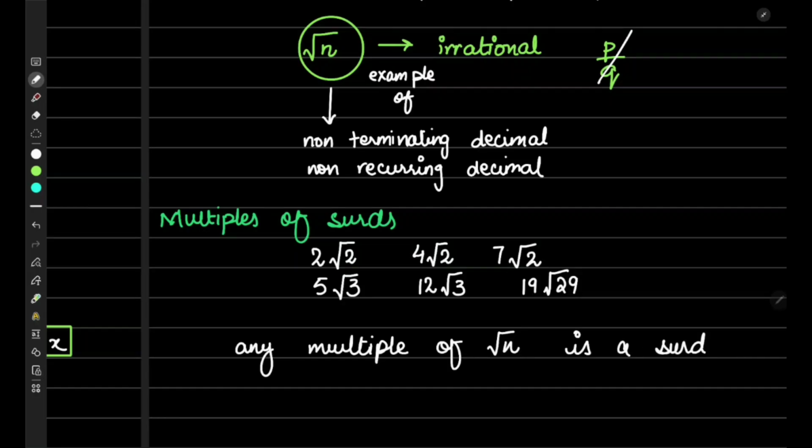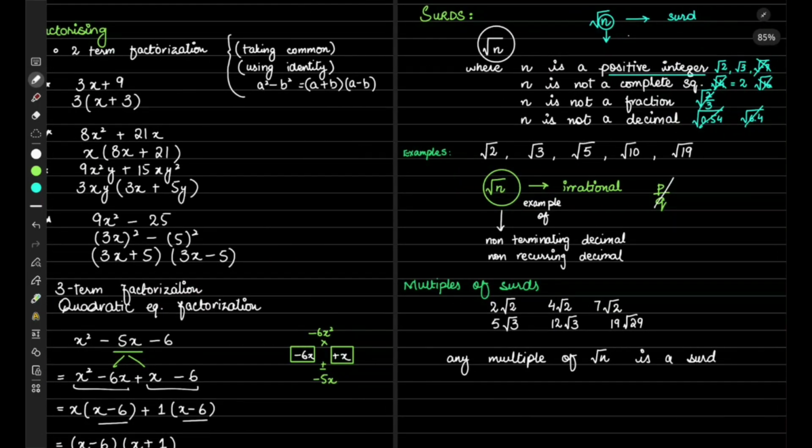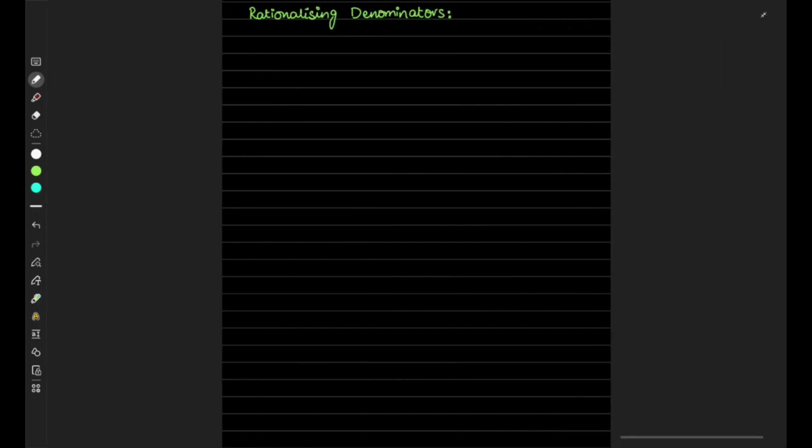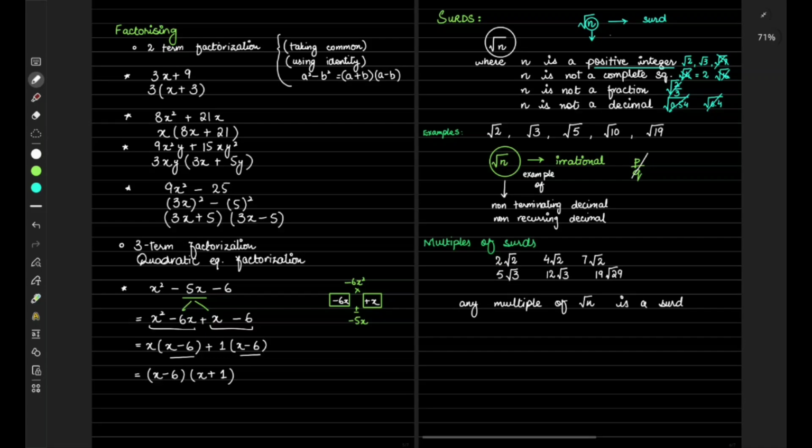Now we have already discussed examples. So what have we discussed so far? What are surds? When your n satisfies these four conditions, then it is a surd. Then we know the examples. Then we must know that square root n is an irrational number, because it will give you a non-terminating, non-recurring decimal. Multiples of surds are also surds. Now let's talk about how to manipulate surds.